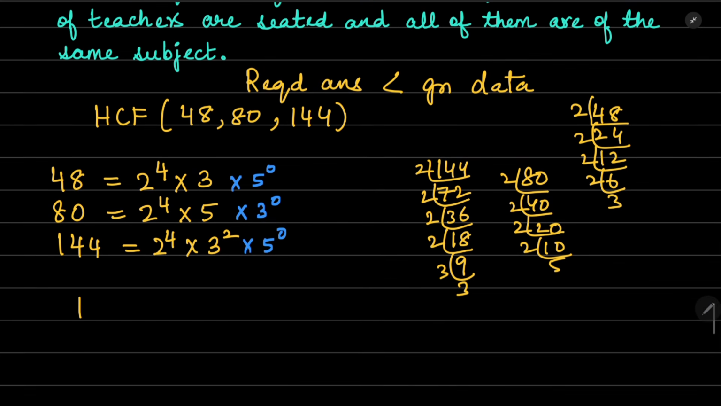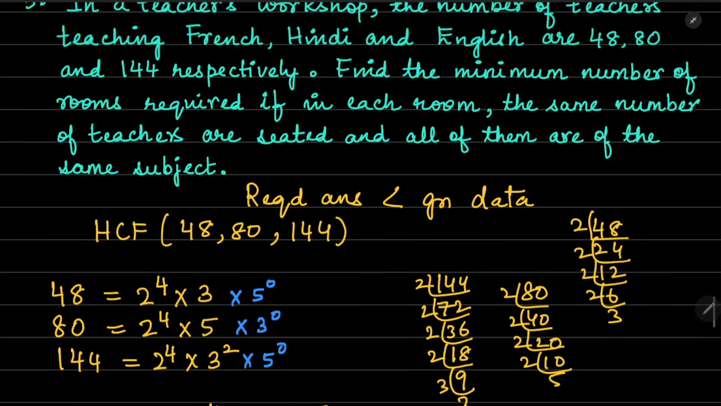So in order to find the HCF, you will be taking the lowest power. So for 2, 2 to the power 4. For 3, 3 to the power 0. For 5, it is 5 to the power 0. And what is 2 to the power 4? 2 2s are 4, 2 4s are 8, 2 8s are 16. So you can have 16 teachers be seated in a single room.